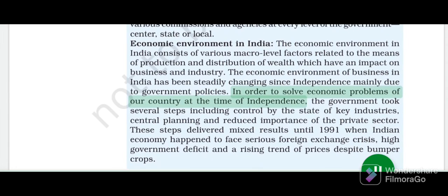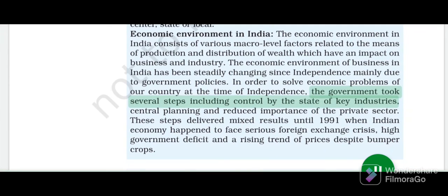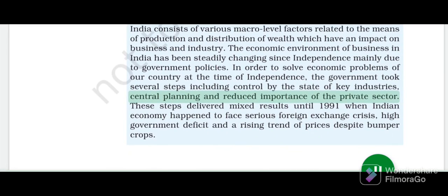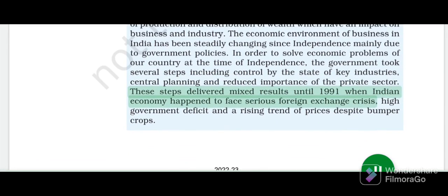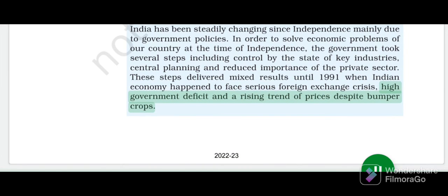In order to solve economic problems of our country at the time of independence, the government took several steps including control by the state of key industries, central planning and reduced importance of the private sector. These steps delivered mixed results until 1991 when the Indian economy happened to face a serious foreign exchange crisis, high government deficit and a rising trend of prices despite bumper crops.